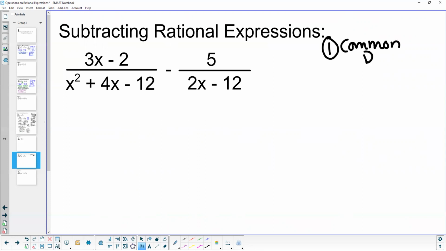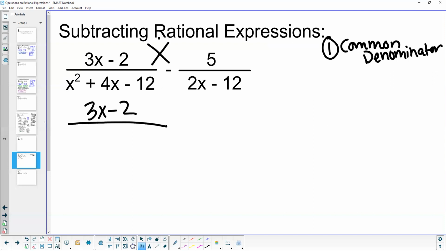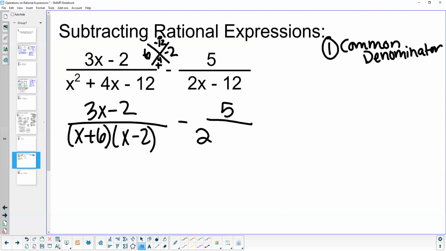Now, if they don't immediately have it, remember what we're going to do is we are going to factor out the bottom, and then we are going to figure out what it's missing. So let's factor out the bottoms here. We've got 3x minus 2. This bottom piece we can factor using the x method. Two numbers that multiply to negative 12 and add to 4 is 6 and negative 2. So we get an x plus 6 and an x minus 2. Minus 5. We can factor out a 2 here times x minus 6.